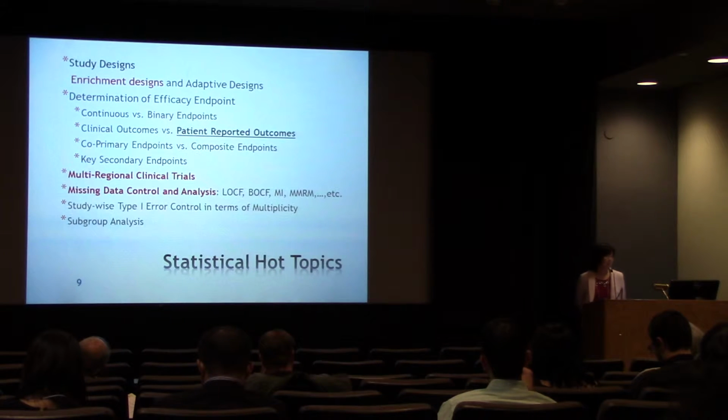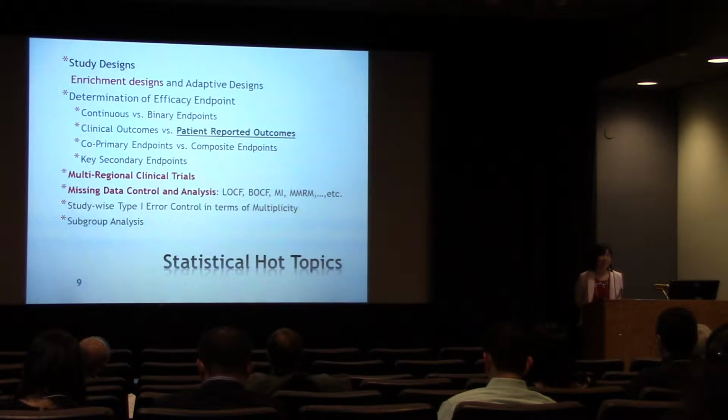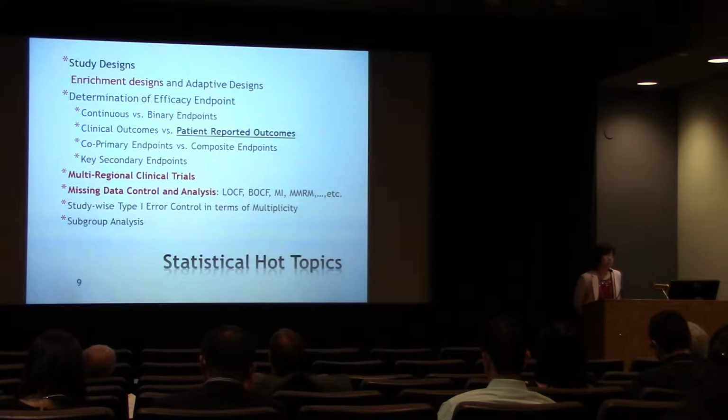Now I have listed some statistical hot topics. The first one is the study design, and actually this is something I worked on recently, which is enrichment design. And Chen talked about adaptive design earlier. And the second one this year is the determination of efficacy endpoint. Patient-reported outcomes is a very hot topic nowadays. They need to identify the right endpoint to do the trial. And the example I'm going to show you later is related to enrichment design.